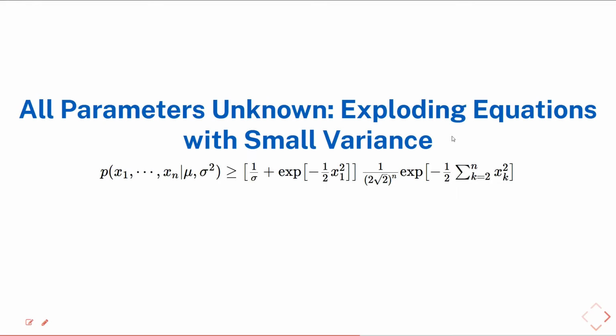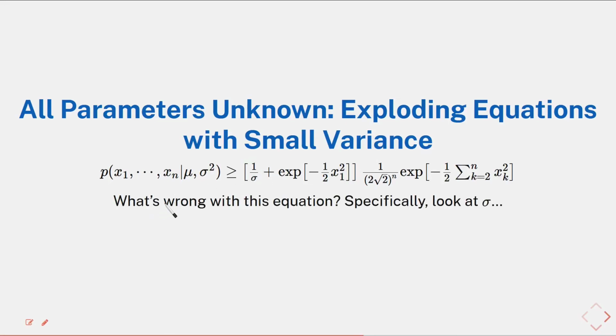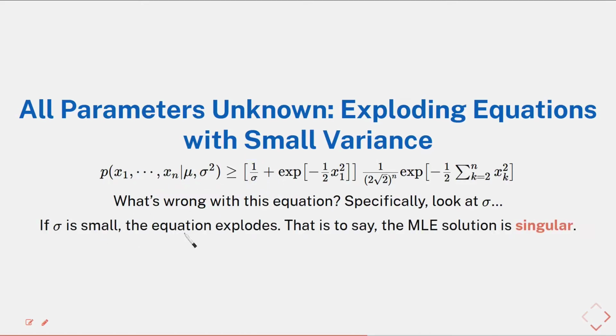So what we end up with is exploding equations with small variance, because the important term here is this guy right here. If our standard deviation is really, really small, then this value gets really, really big. And if this value gets really big, then this probability sort of explodes. This is always going to be greater than or equal to this, whereas if our variance is really small, then this becomes too big. So that means the MLE solution is singular.